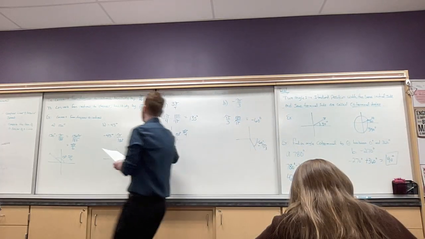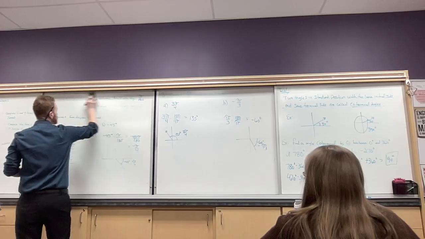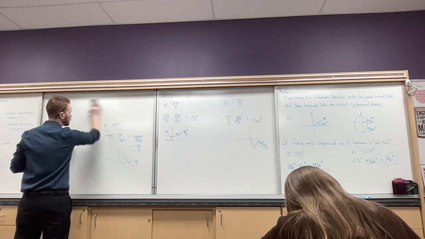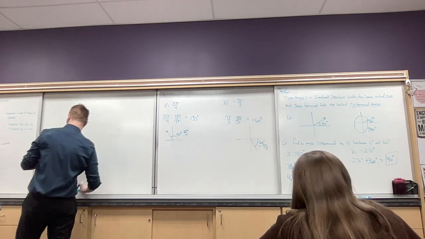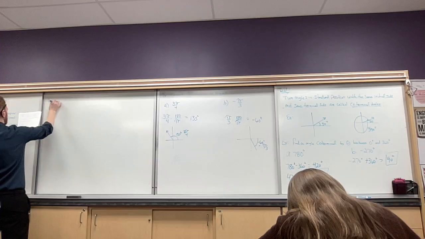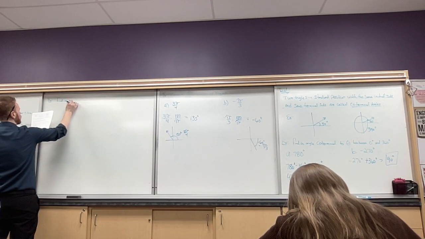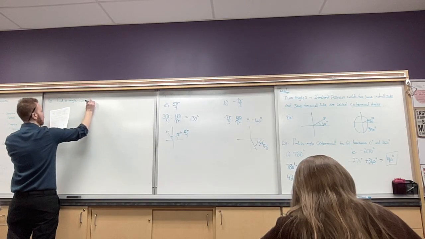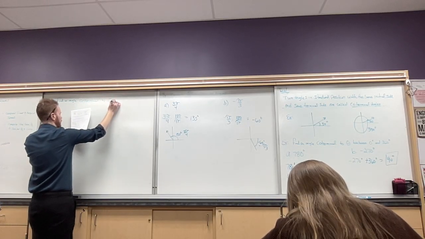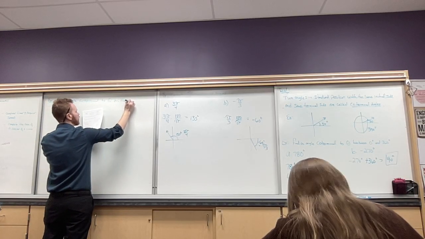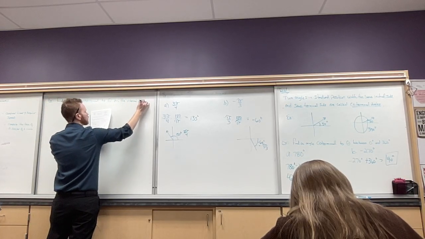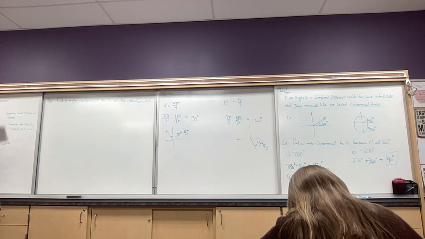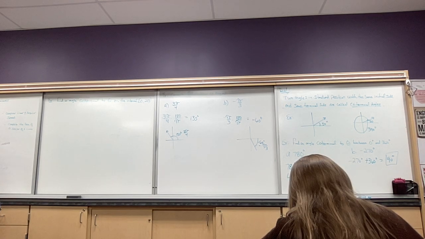Now let's look at the same situation but with radians. Okay, let's see if we can do that. So we're going to find an angle coterminal to theta on the interval 0 to 2 pi. So I'm doing the same thing as from 0 to 360, but I wrote it in interval notation and in radians.